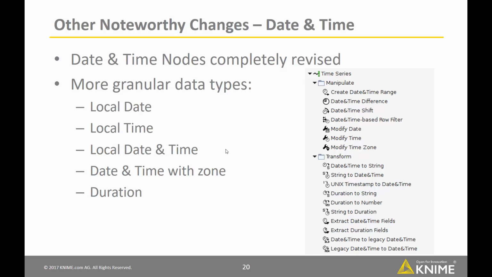Also in 3.4 we have completely revised our date and time integration. That was quite a lot of work, and the output is here shown on the right hand side. There are a number of nodes that allow you to read in date and time, parse date and time, shift date and time zones into your local time zone, convert durations, etc. So starting with one single cell representation for date and time, there are now in total 5 different data types for all sorts of granularities of date and time.